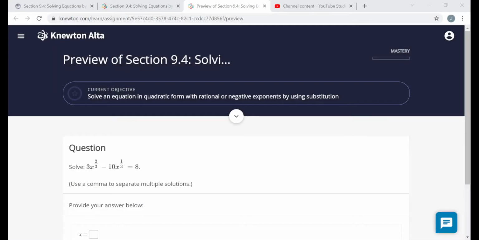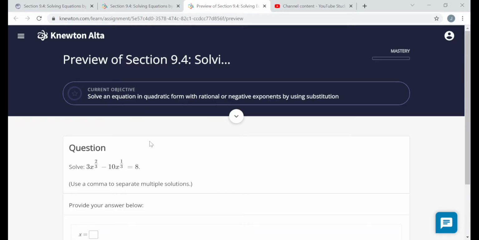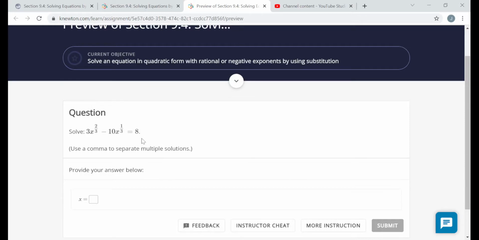Alright. So here's the assignment page. Now you will not see the words preview of, you'll just see the title of the assignment. You'll also see a mastery bar, telling you how far along you've gotten. Got the objectives. It looks like there are 2 objectives in this particular assignment. And then related to the current objective, there should be a question below it.